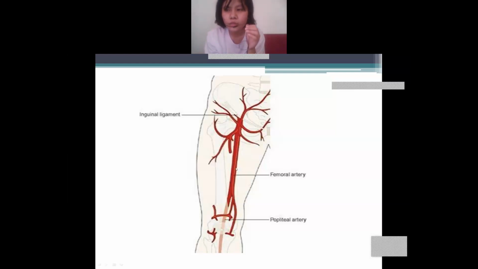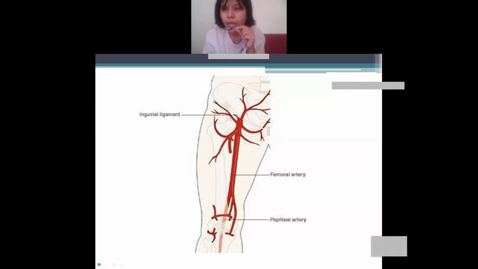So as the femoral artery goes downwards, what will happen here? The popliteal artery will form. You will find the popliteal artery in the popliteal space. This is the popliteal space, somewhere in your knee portion. This is your knee, right? Somewhere there at the back side you will find the popliteal artery.